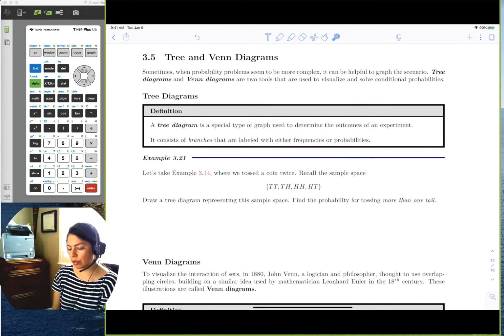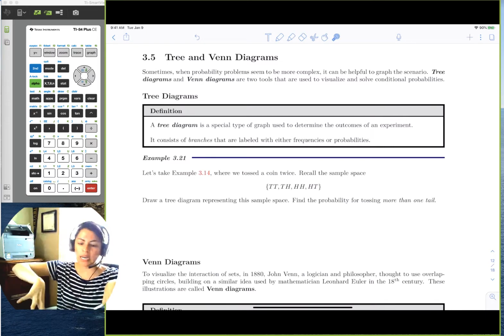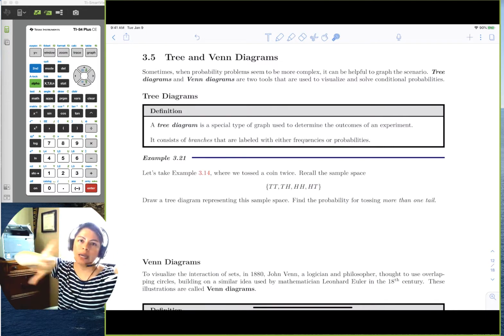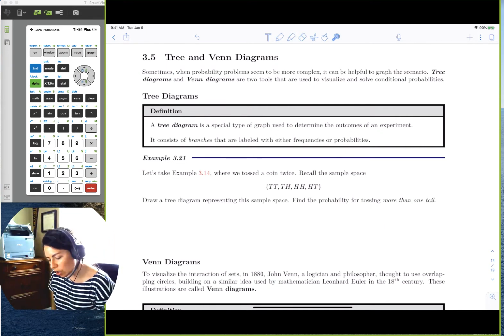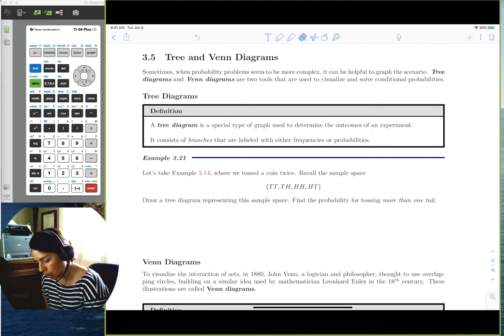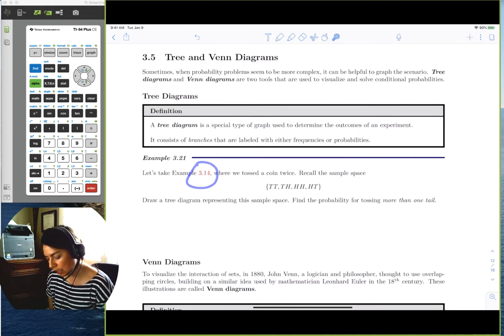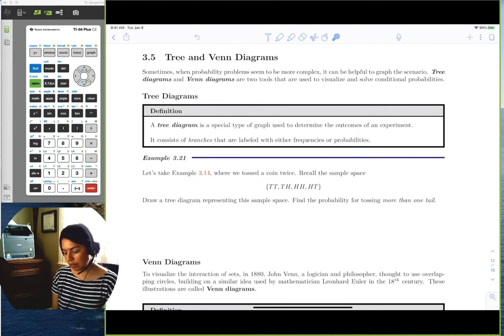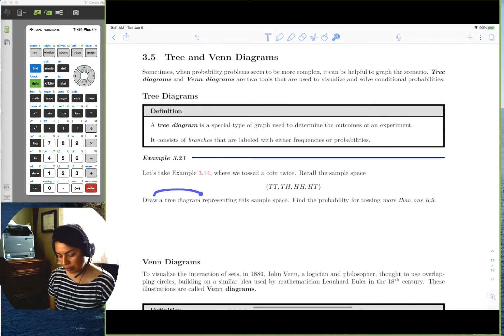A tree diagram looks like a tree, and we can draw it with the leaves up here and down, or we can draw it sideways like a bush, right? Like one little leaf here and then a whole bunch here. If we start with tossing a coin twice, we already called that the sample space back in example 314, and we said that you either have two tails, one tail and one heads, heads and tails, or two heads. This is how we wrote the sample space, but let's actually represent the sample space with the tree diagram.